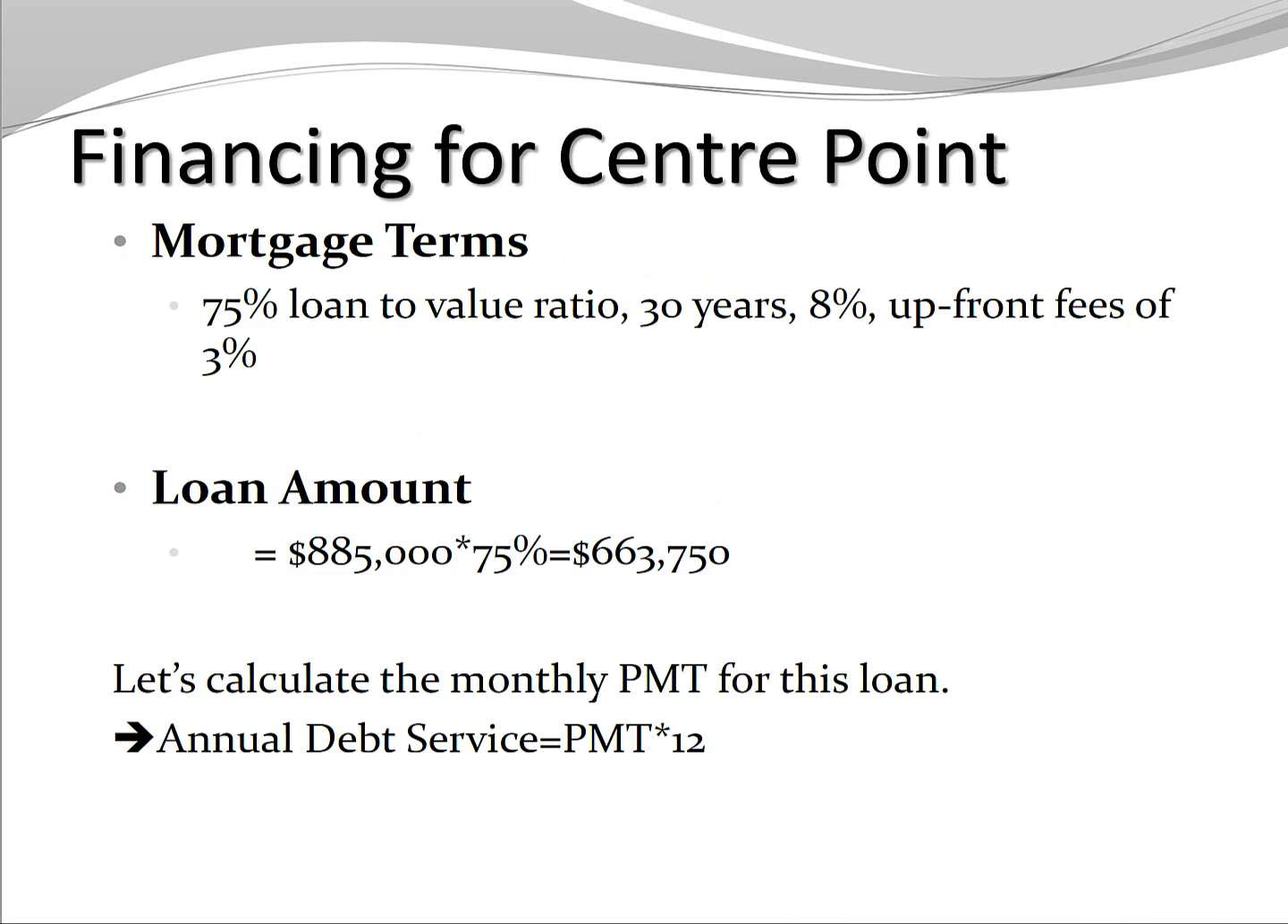Now let's calculate before-tax cash flow for this property. We know from the assumption the mortgage terms are 75% loan-to-value ratio, 30-year fixed-rate mortgage with 8% annual interest rate, and upfront fee of 3%. We can calculate the loan amount as 75% multiplied by the property price, which equals $663,750. Now let's calculate the monthly payment for this loan. Then the annual debt service will just equal the monthly payment times 12.